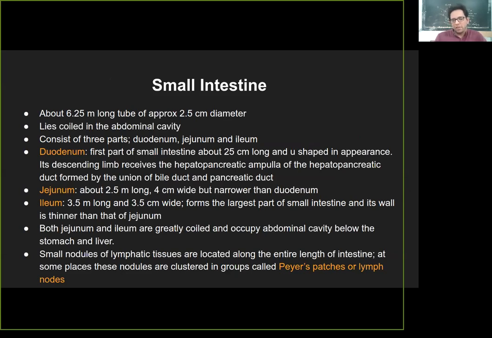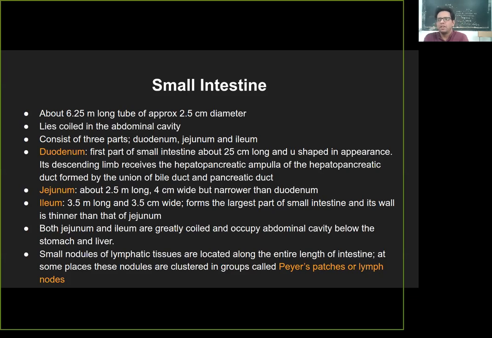There is a presence of small nodules. Nodules are roundish outgrowths of the organ. These small nodules of lymphatic tissue are located along the entire length of the intestine. Now, sometimes these nodules, if you look at them, look like really weird structures.